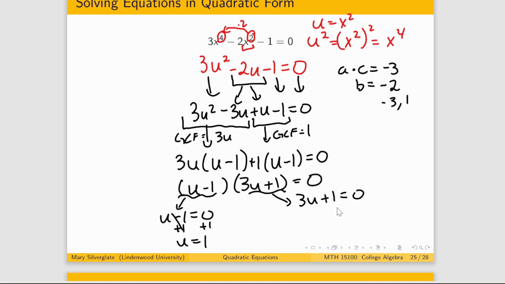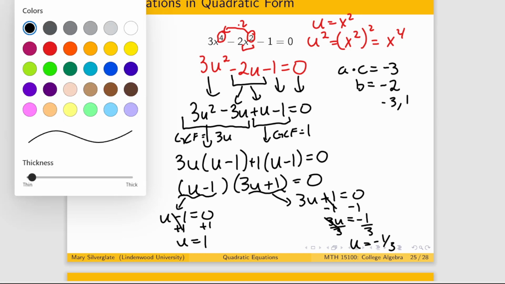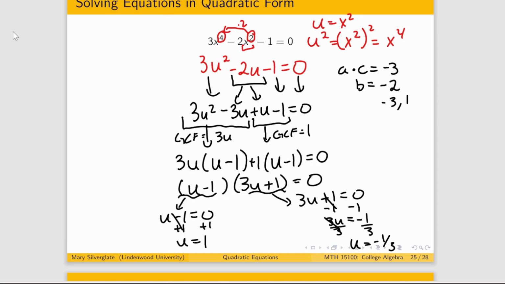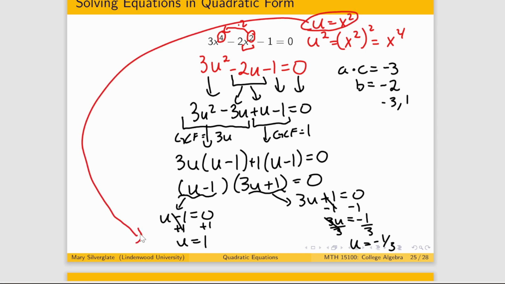For the second one, I want to undo adding 1 first, so I subtract 1 on both sides. 3u is equal to negative 1. Then I want to undo multiplying by 3, so I divide by 3 on both sides. U is equal to negative 1/3. However, I am not done yet. What I just solved for was in terms of u. Remember, u meant something in terms of x squared, so I need to re-replace that in.